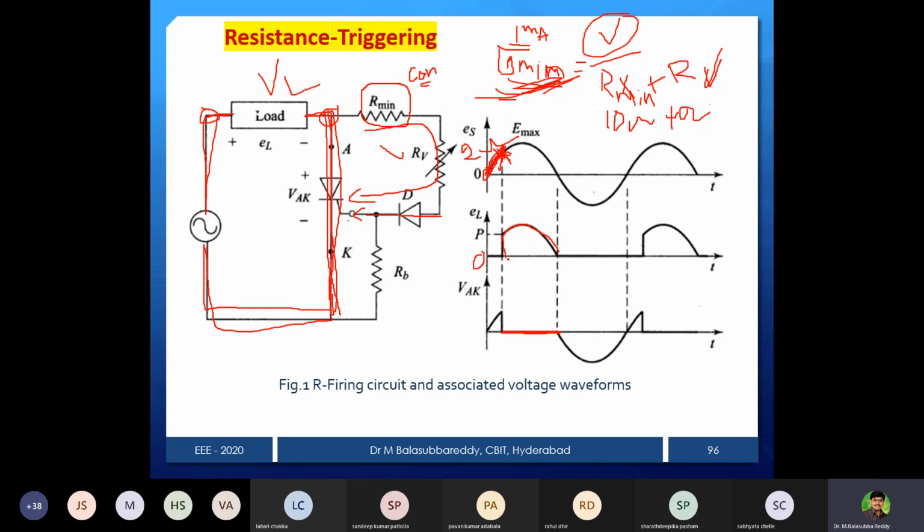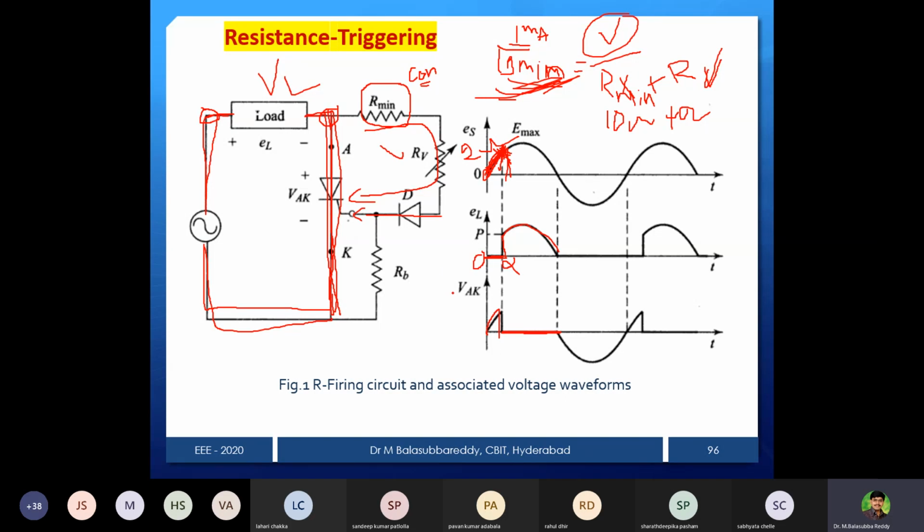Before that, from 0 to alpha, the device is in the off state, because IG minimum is not reached. That's why the device is off, and the output voltage is 0. But what about the voltage across the device? Off state means it is the same as the source. This portion you mark as the voltage across the device.